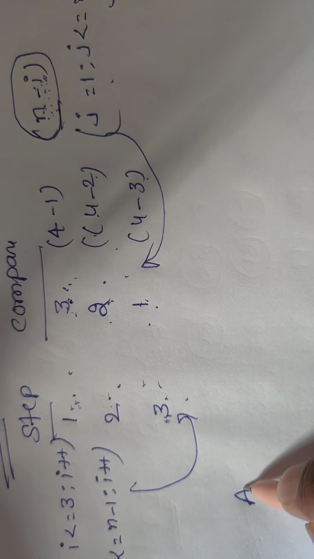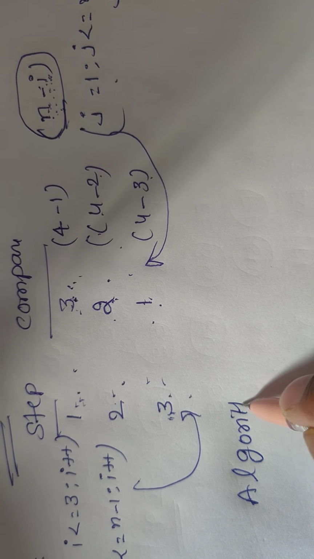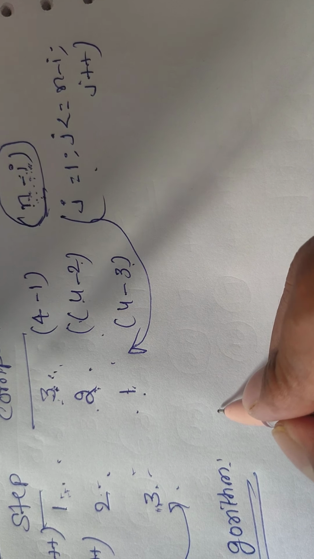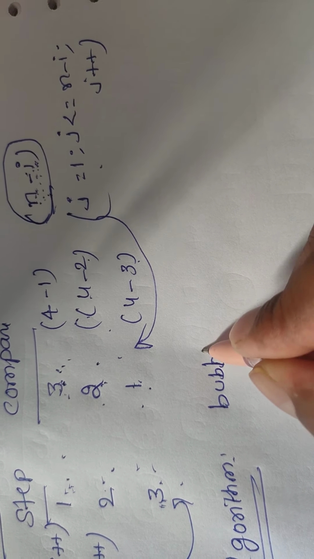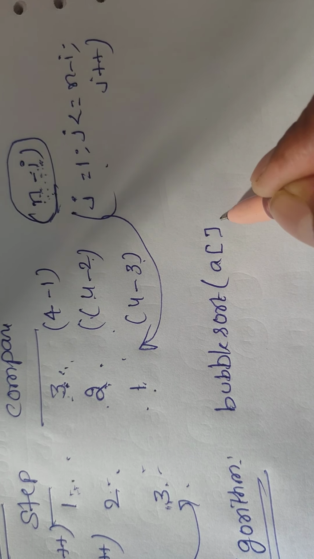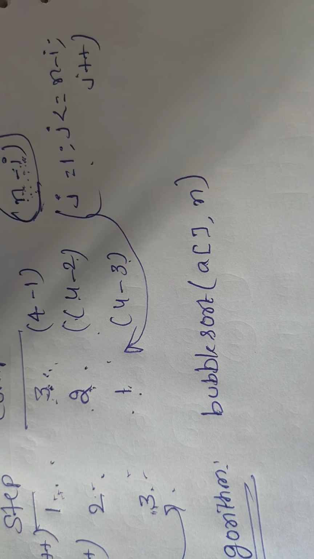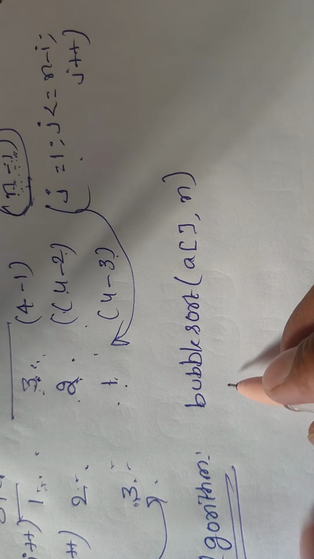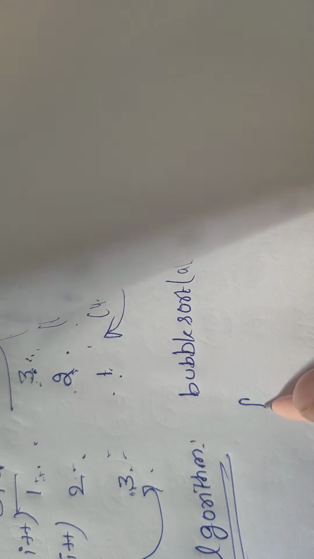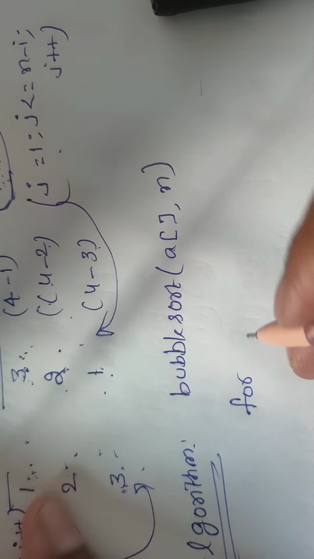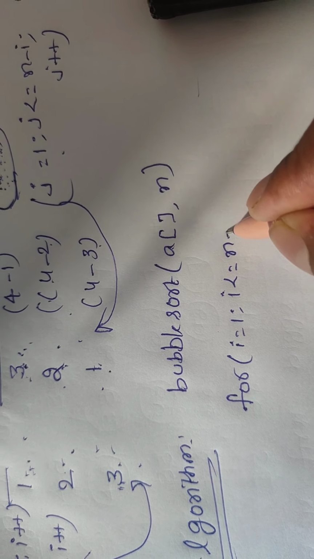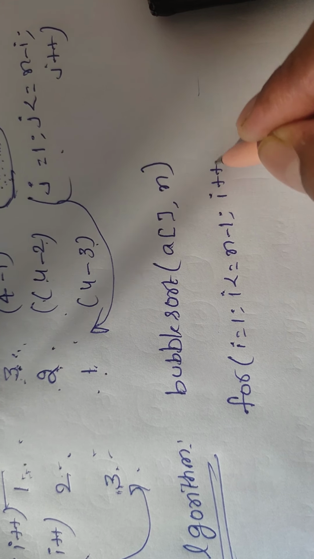Now I am writing the algorithm for the bubble sort. Algorithm for the bubble sort. Bubble sort is the method. Here I will take a as the array and n as the number of values. Based on this, what are we doing? First we consider the steps. For this, we use a for loop. That means I will take for i equals 1, i less than or equal to n minus 1, i plus plus.